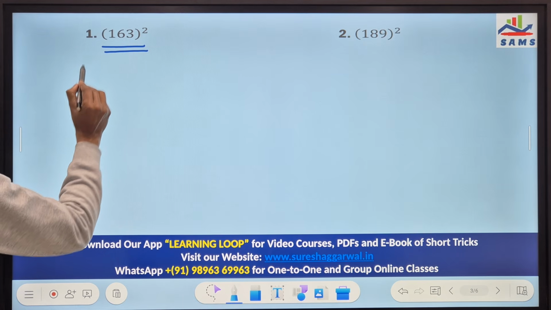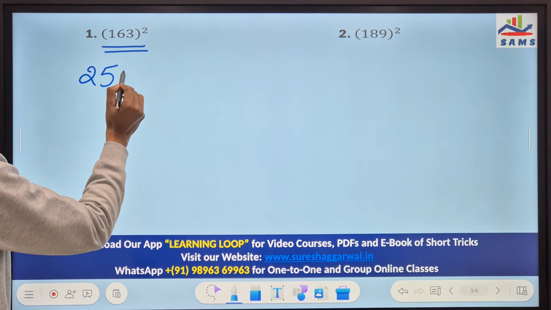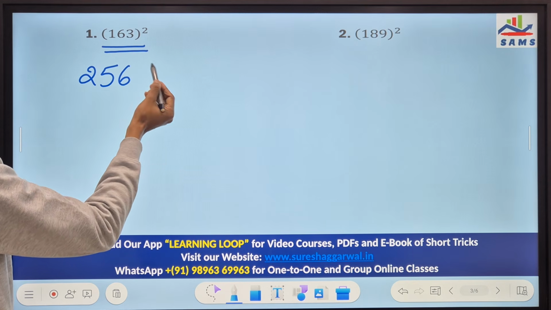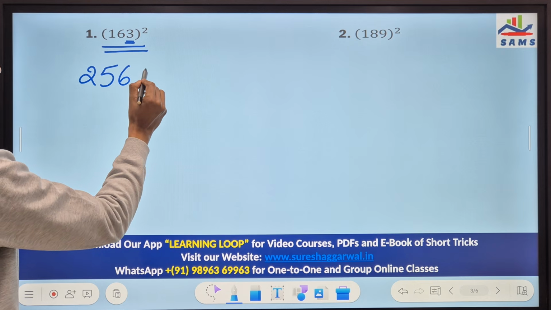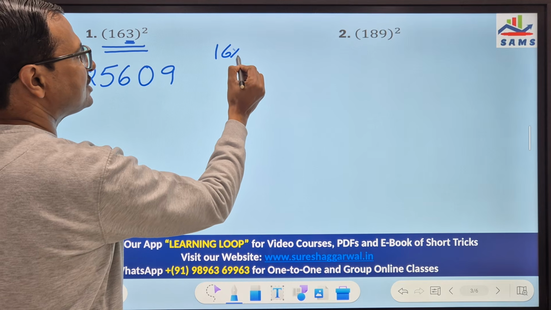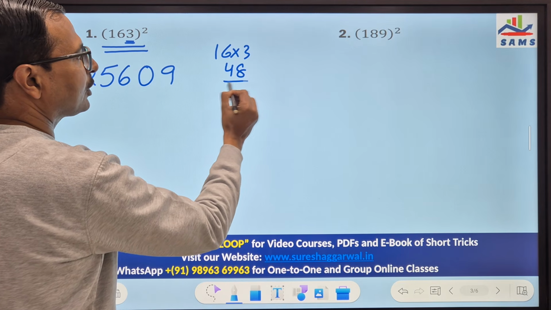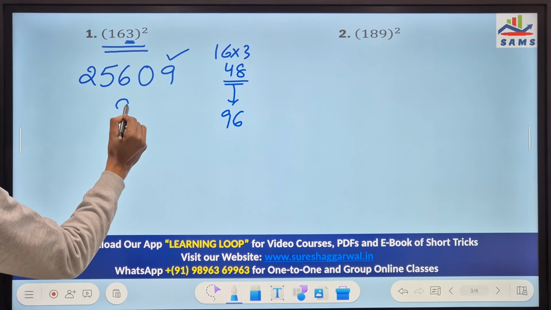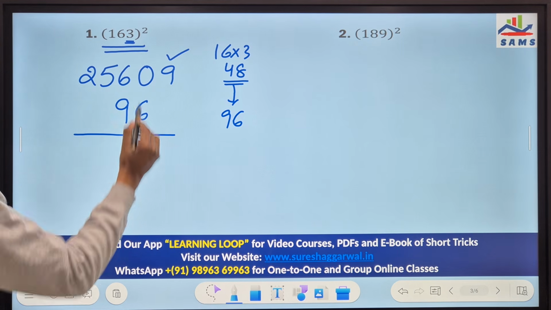So I will do 16 square, which is 256, and I will do 3 square, which is 9. Now comes the exception. 9 means I'll have to write 09, and then 16 times 3 gives me 48, and double of 48 gives me 96. I'll leave one digit from here, write 96 below 60, and then add vertically.